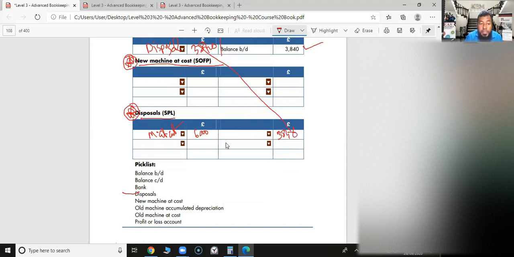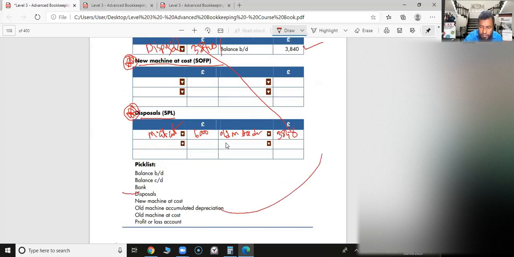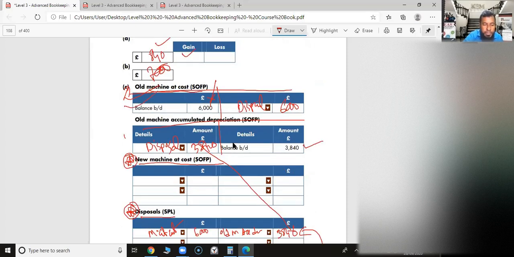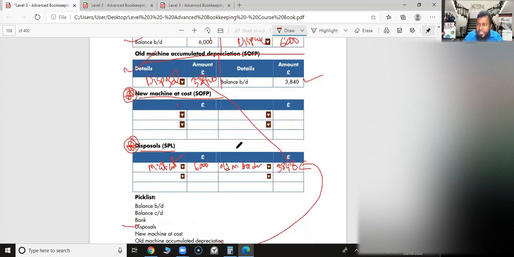And you write accumulated old machine accumulated. What did they give you? They gave you old machine accumulated. Yeah, that's what you write here. So the first two T accounts are done. My asset got removed. My accumulated depreciation got removed. I'm yet to do the new machinery account. I can do it now, but I have the disposal account to do. Let me finish the disposal, then I'll come back to the new machine.